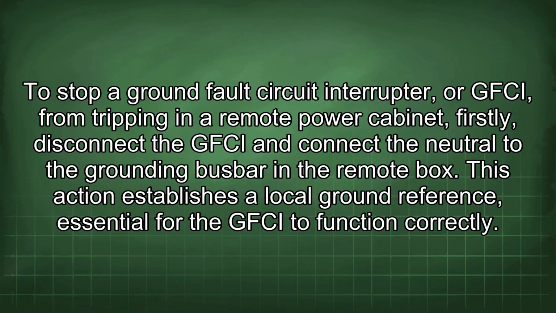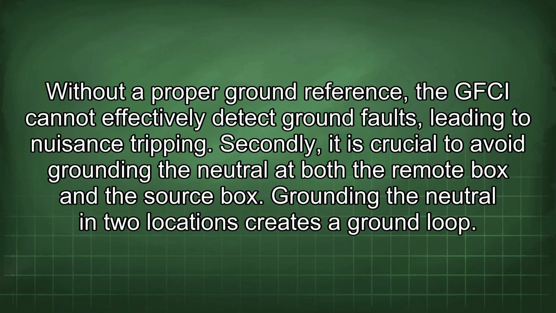To stop a ground fault circuit interrupter, or GFCI, from tripping in a remote power cabinet, firstly, disconnect the GFCI and connect the neutral to the grounding busbar in the remote box. This action establishes a local ground reference, essential for the GFCI to function correctly. Without a proper ground reference, the GFCI cannot effectively detect ground faults, leading to nuisance tripping.